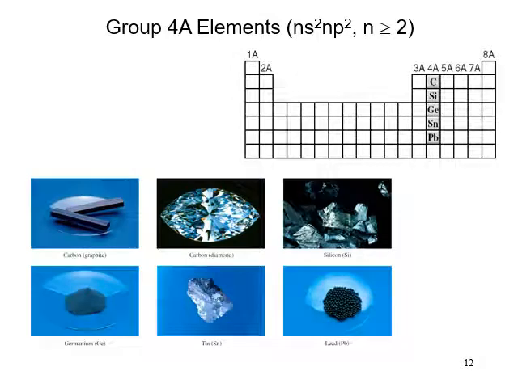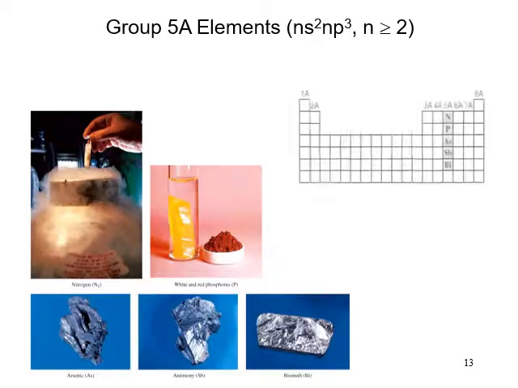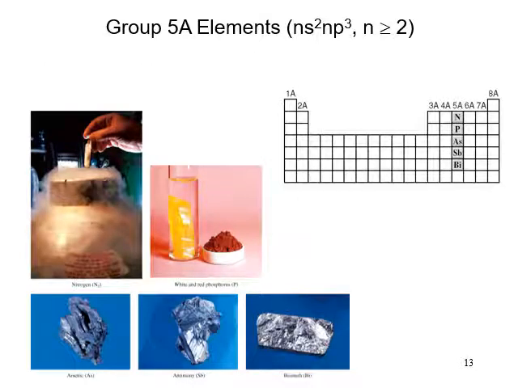Group 4A elements: carbon, silicon, germanium, tin, and lead. They also react with acids. Group 5 elements: nitrogen, phosphorus, arsenic, antimony, and bismuth.